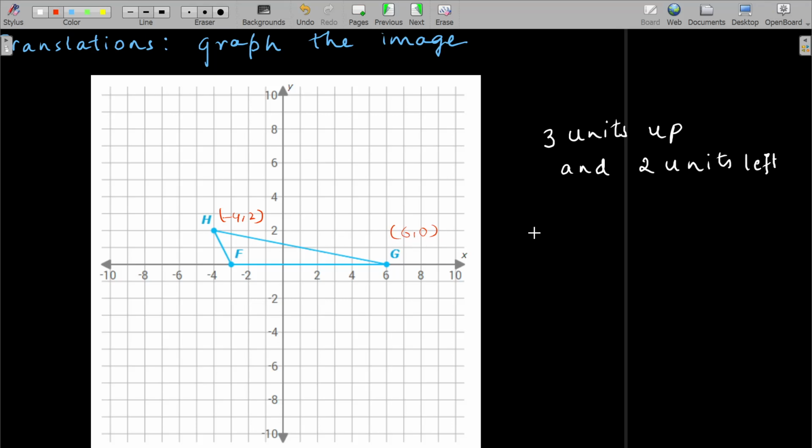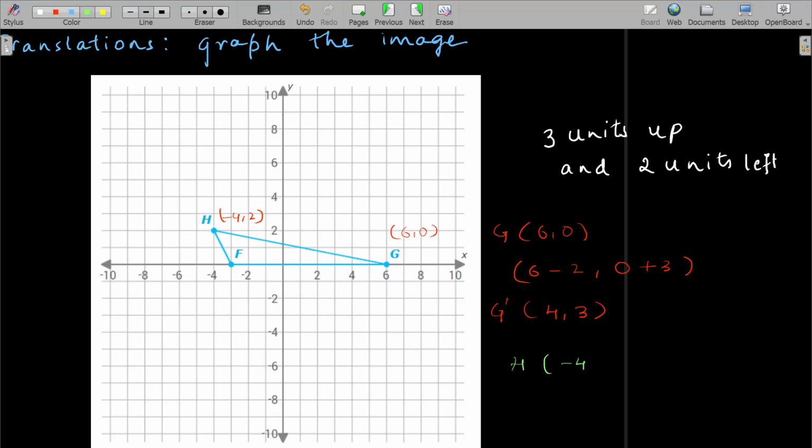What will happen to 6 comma 0? If you're moving 2 units left, you'll have to subtract 2 from 6, 6 minus 2, and 3 units up, so that will be 0 plus 3. So this point G will become 4 comma 3. This will be G dash, and let's write for H.